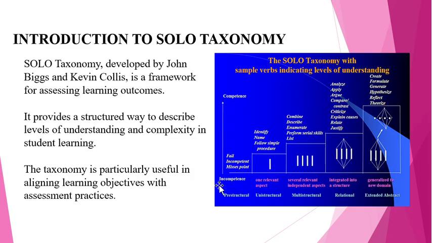So moving from pre-structural to unistructural, from unistructural to multi-structural, and then relational, and then extended abstract. So this is the modern version of the Bloom taxonomy, which is named the SOLO taxonomy, which is of quite a high standard and level according to the given educational objectives.